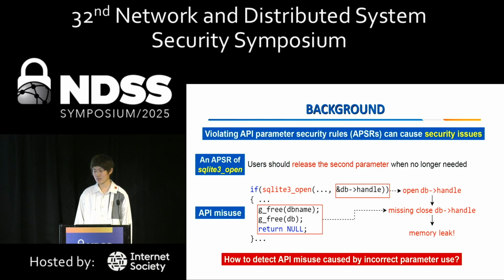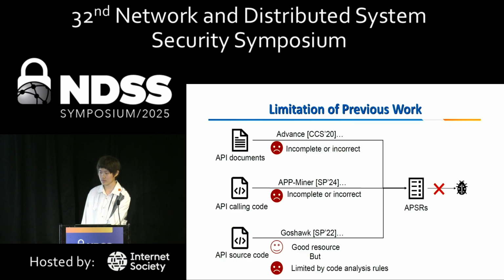For example, users should release the second parameter of sqlite3_open, but the code below fails to close it after calling this API and causes a memory leak. So how to detect API misuse caused by incorrect parameter use like this? First, we should understand the API parameter security rules, or APSRs, and then detect the violations of APSRs.